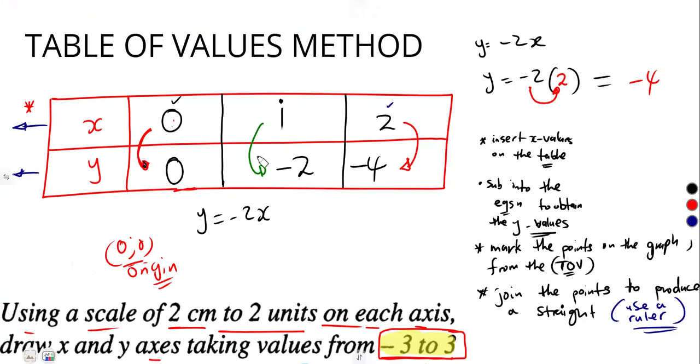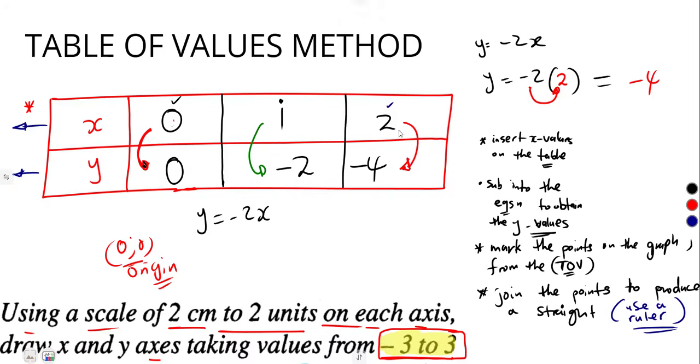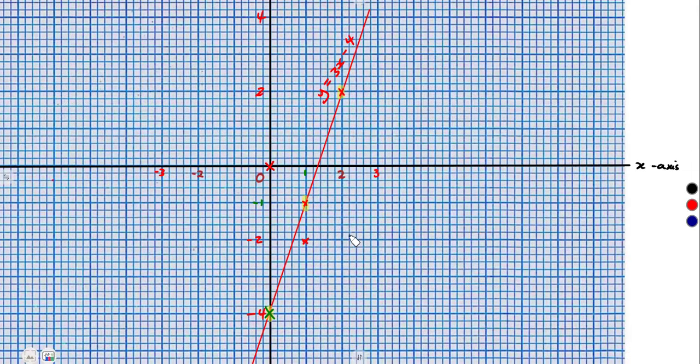Okay, another point, 1 minus 2. When x is 1, y is minus 2. They meet at this point. So where they meet, 1 from x and the minus 2 from y, they meet here. That's 1 and minus 2. You mark a point where these two meet, all right? Another point is 2 minus 4. Where x is 2, y is minus 4 down here. They meet at this point. So that's the point that you're going to simply mark here.